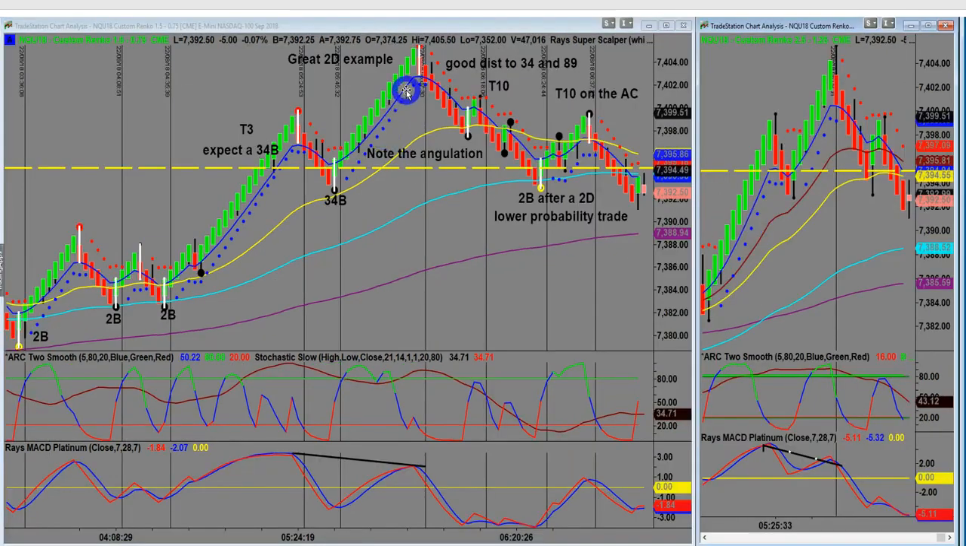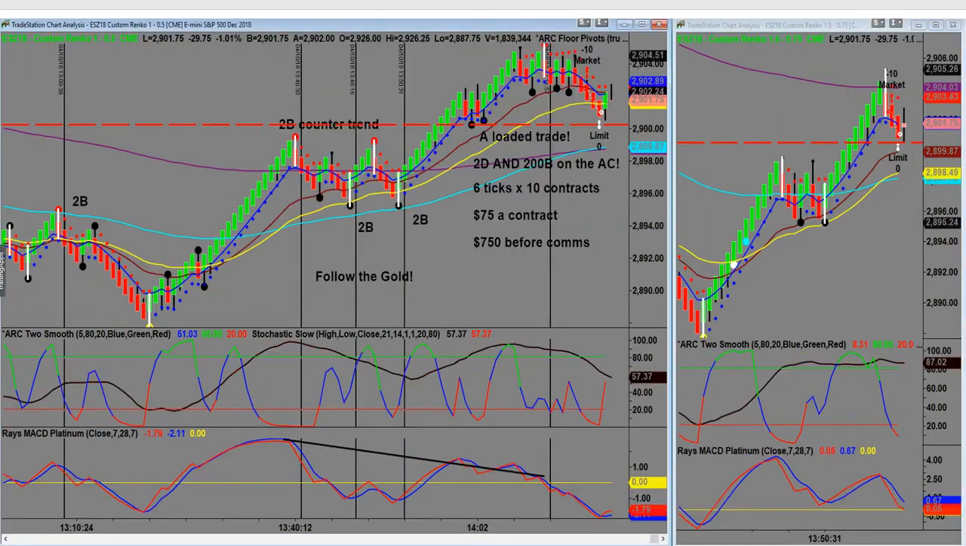Here we've got another great example of a 2D. We've got a high on price, divergence, thank you very much, and a pullback to the cyan. And this is where, when you get 2Ds, very steep divergence, your bounces thereafter become a lower probability trade.